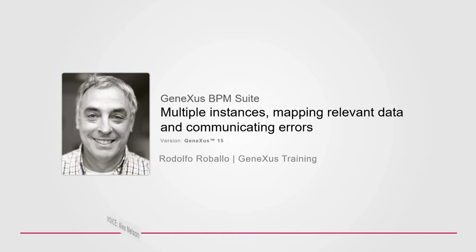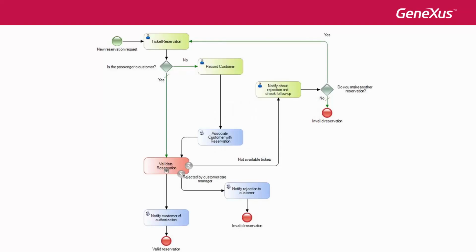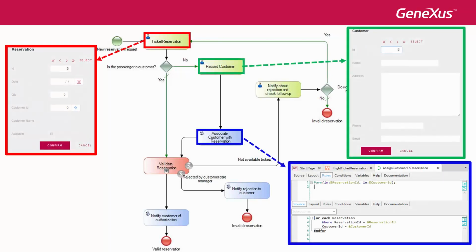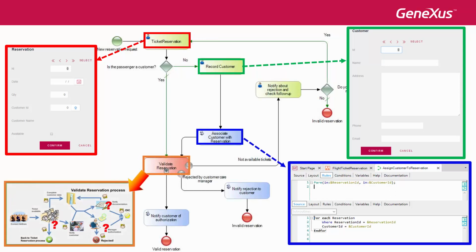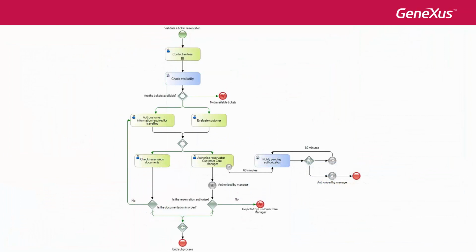In previous videos, we've associated the tasks in the travel agency's ticket reservation diagram to GeneXus objects, converting the process model into a functional application. We will continue to do the same with the reservation validation diagram, a subprocess of the ticket reservation process. If we examine the validate reservation diagram, we can see that the first task will be to contact the airlines.